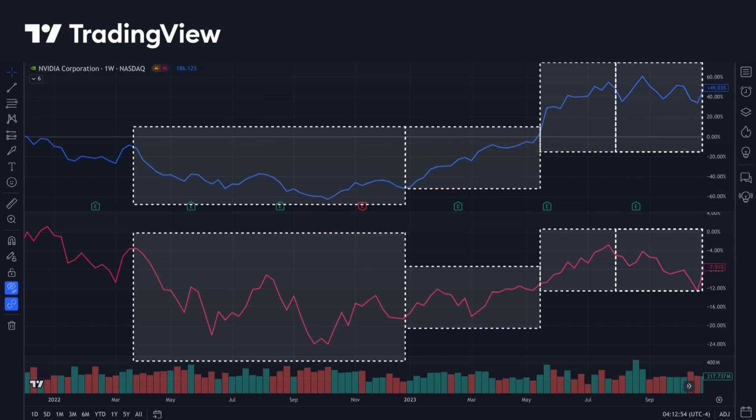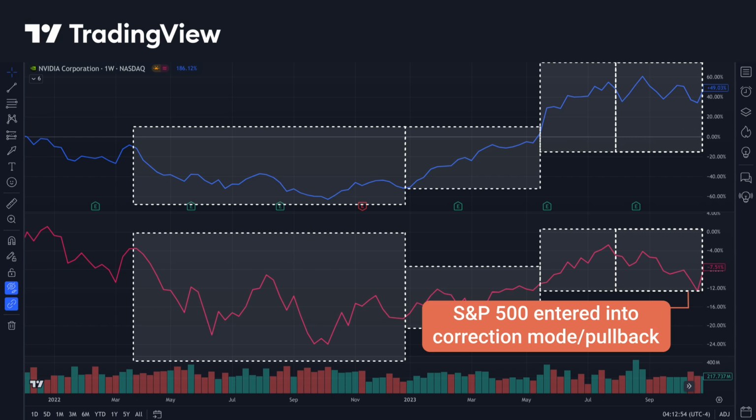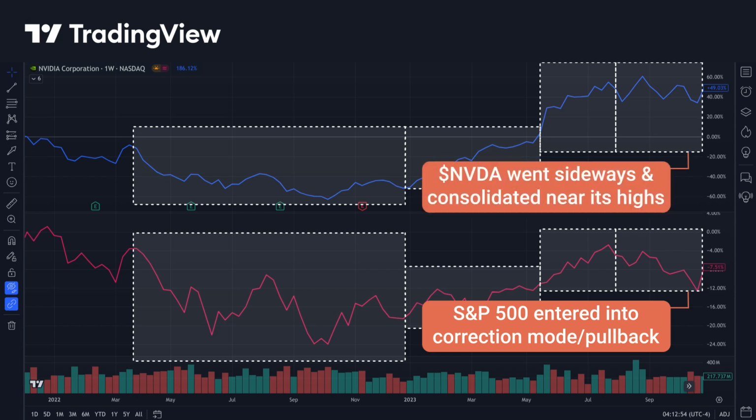In the last part of the chart, we see that the S&P 500 index enters into correction mode and enters into a pullback. But during that same period, notice that all that happened with NVIDIA was the price merely went sideways and consolidated near its highs as the S&P 500 was pulling back.